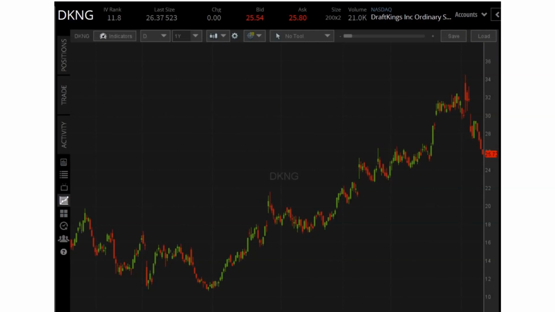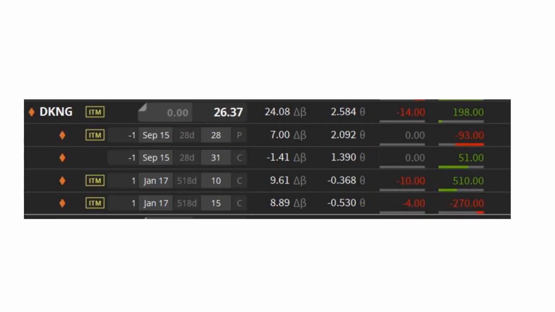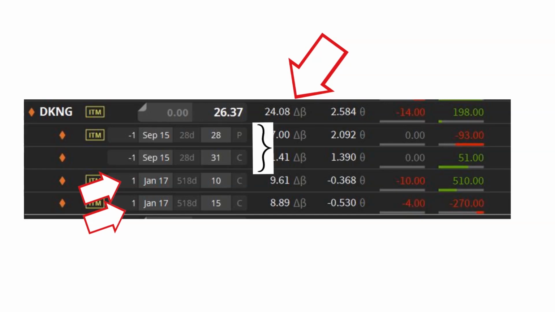From the chart, you can see DraftKings had a big drop recently, down to $26.37. And here's what we have on in DraftKings right now. We have 24 positive beta weighted deltas, so we're definitely long. We have 2 LEAPS options in January and a 28-31 strangle, which is 28 days till expiration.